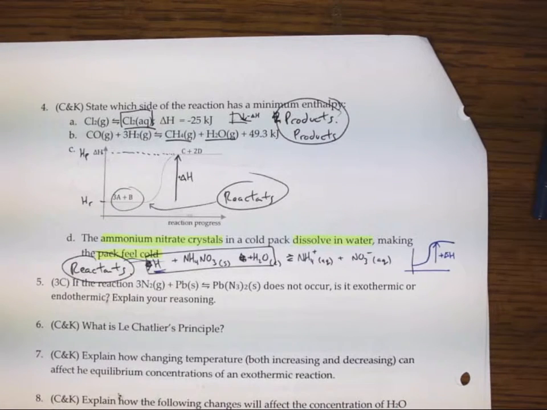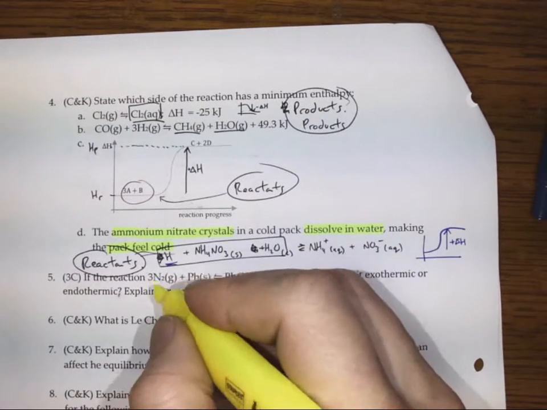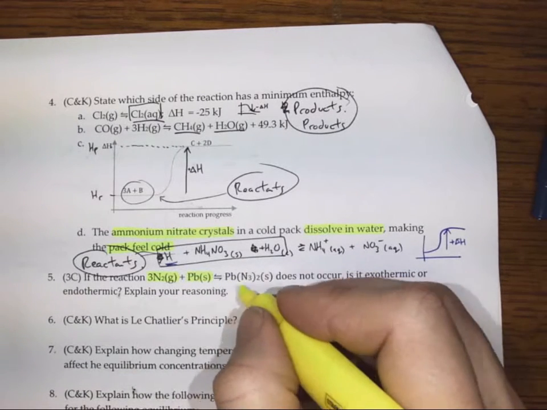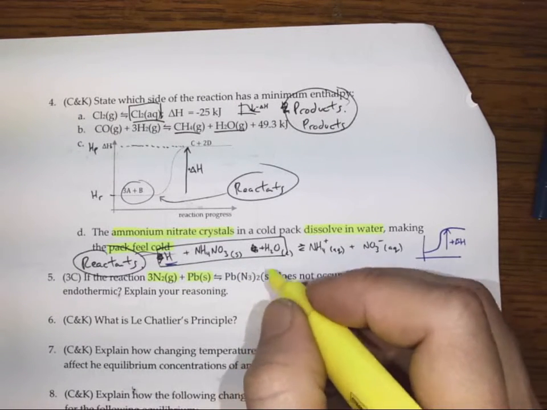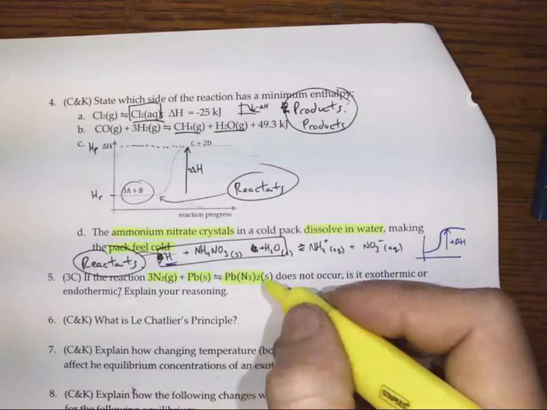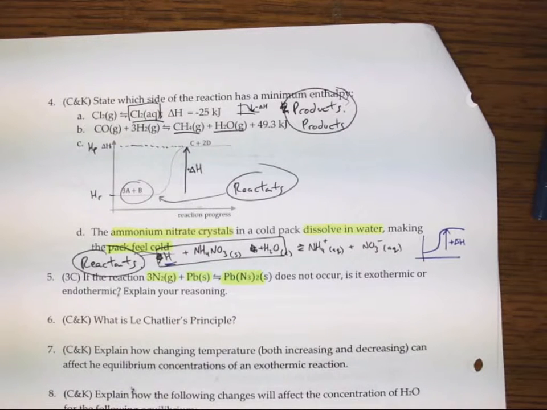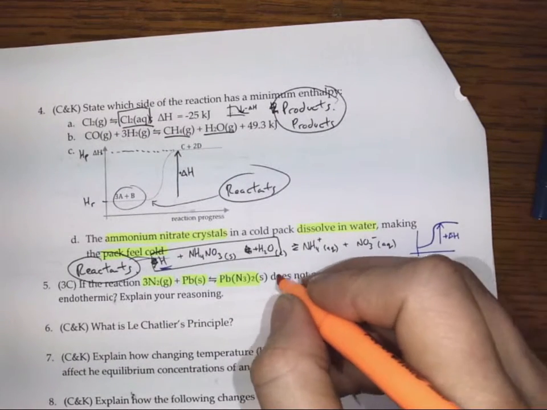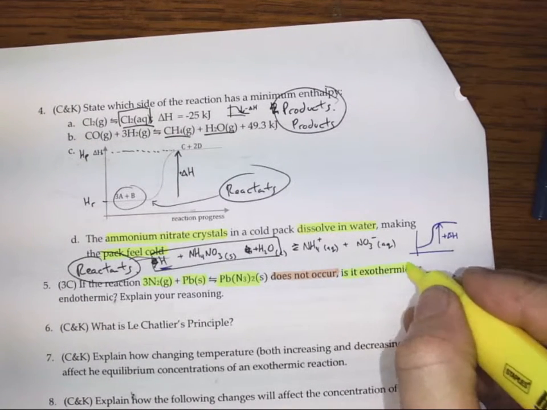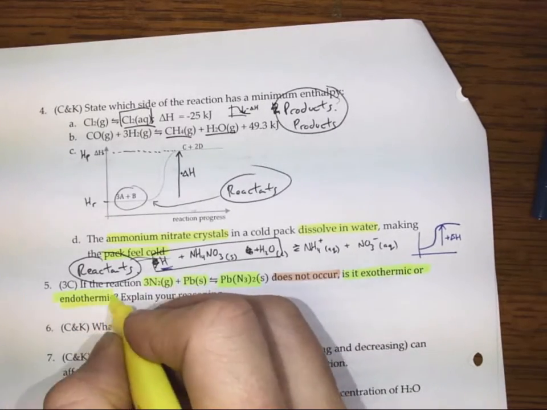So it says we have a reaction. Nitrogen gas reacts with lead to form some lead nitrogen complex. It's kind of weird looking. It's got a subscript 3 and then a subscript 2, which is kind of funny. And it says it does not occur. Okay, and the question is, is it exothermic or endothermic?